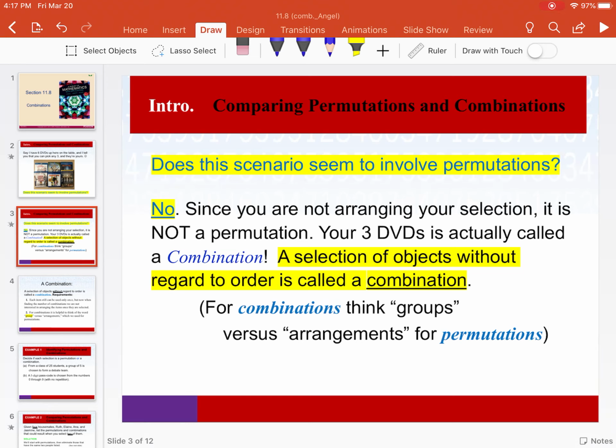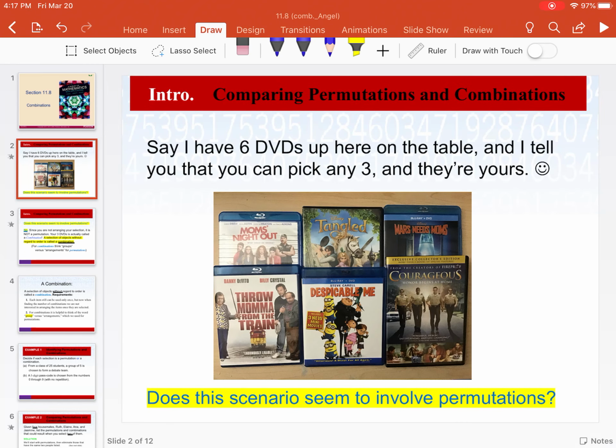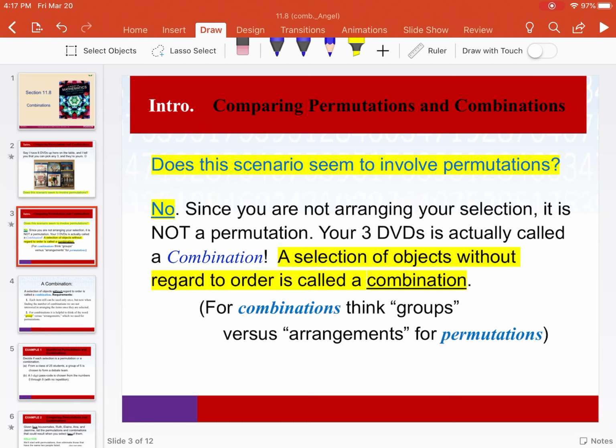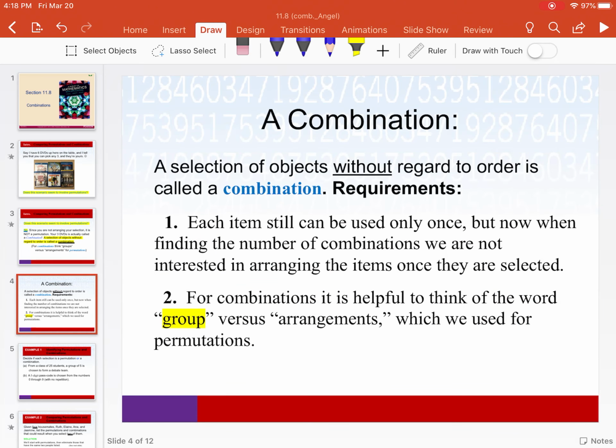And here's the answer. Because you were not arranging them. Now, the problem didn't involve the word group, or did it? Let's check. No, it just said pick any 3. It didn't say pick a group of 3. But group is a big flashing red light warning that you're doing combinations, not permutations. So for combinations, think you're finding a group, how many groups, and for permutations you're finding arrangements. You're arranging items.